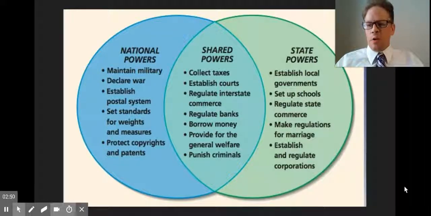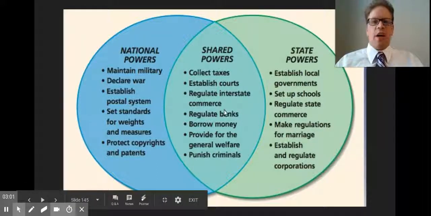There are many powers that are also both shared by the federal and the state governments. So like the power to tax, maintain courts, borrow money. These are the ones that are sometimes called concurrent powers.